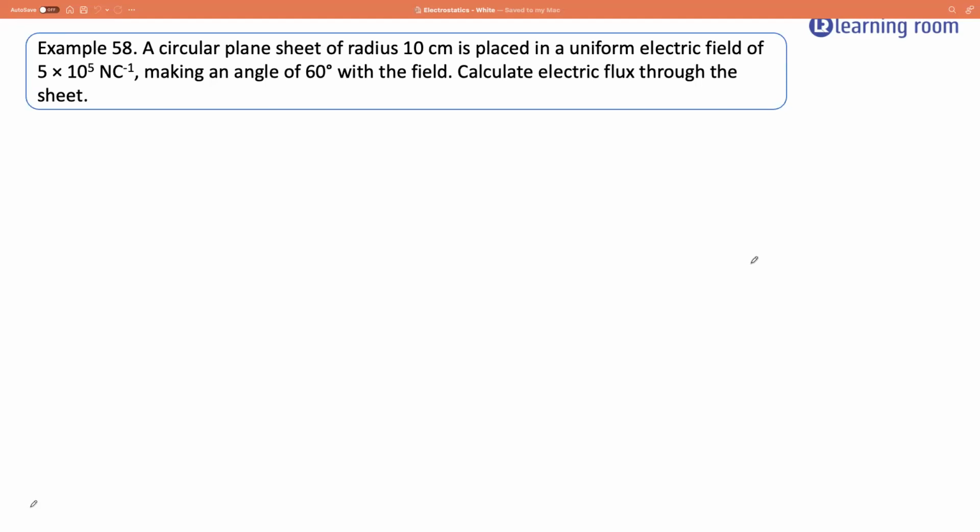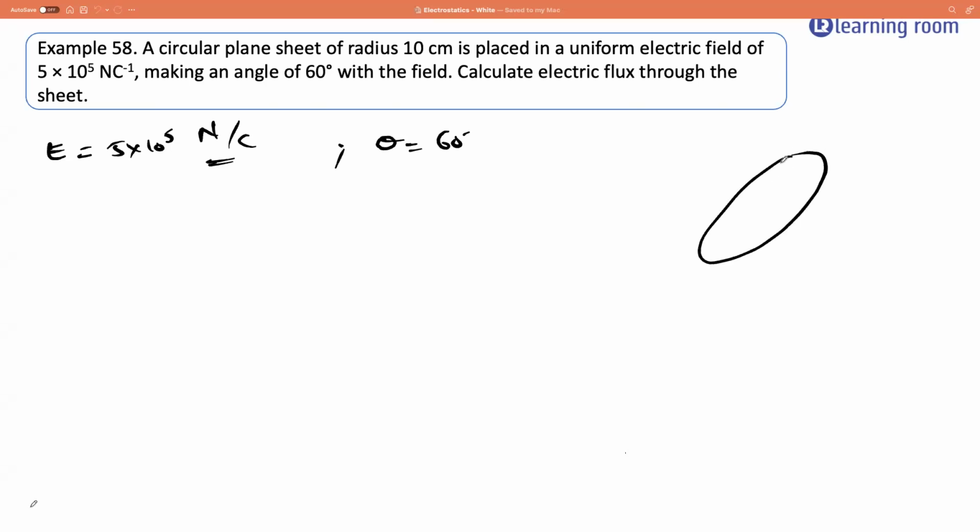Next. A circular plane sheet of radius 10 centimeter is placed in uniform electric field of magnitude 5 into 10 power 5 Newton per Coulomb, making an angle 60 degrees with the field. So there is a circular plane sheet, right? And that circular plane sheet is placed in such a way that it is making an angle 60 degrees with the field. Calculate the flux through the sheet.